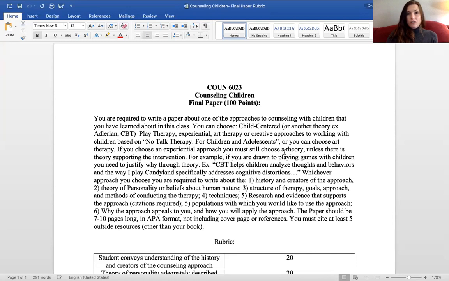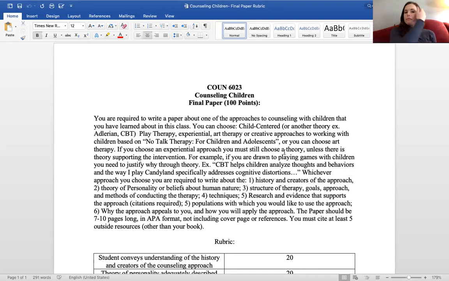You can also choose experiential art therapy or creative approaches to working with children based on our No Talk Therapy for Children and Adolescents book, or you can choose art therapy. So if you choose an experiential approach, you still need to choose a theory unless there's a theory supporting the intervention. So for example, if you're drawn to playing games with children, or puppets or something like that, or an art therapy technique, then you need to still justify why through a theory.